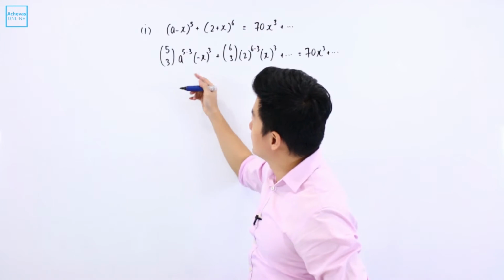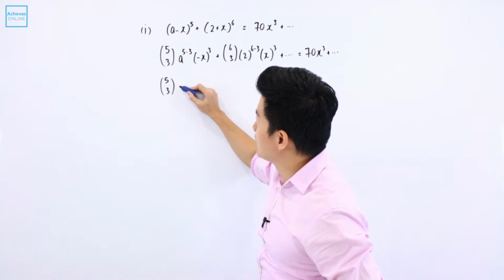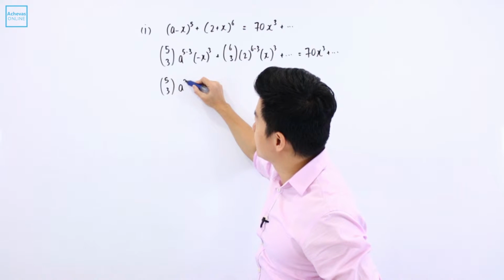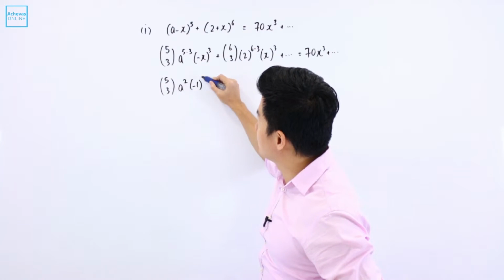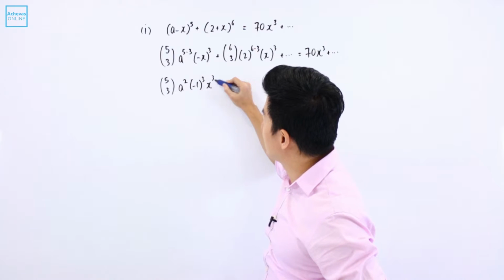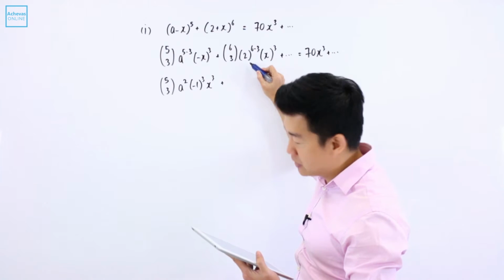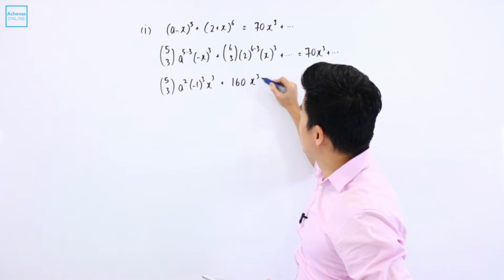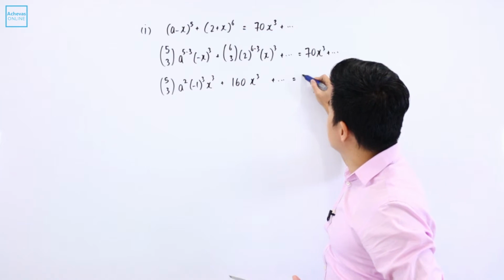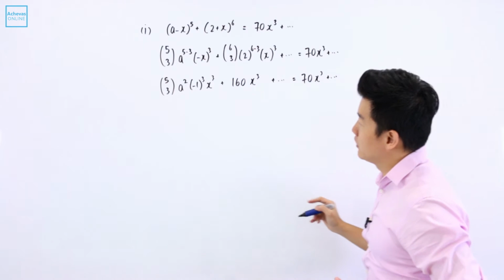Let's evaluate this. This one, this 5 choose 3, I'm going to evaluate using my calculator. This is to the power of 2. As for this, I'll break it up into minus 1 to the power of 3, then x to the power of 3. If I were to press this portion here into the calculator, it is 160, and this is x to the power of 3. This is equal to 70 x to the power of 3, and so on.